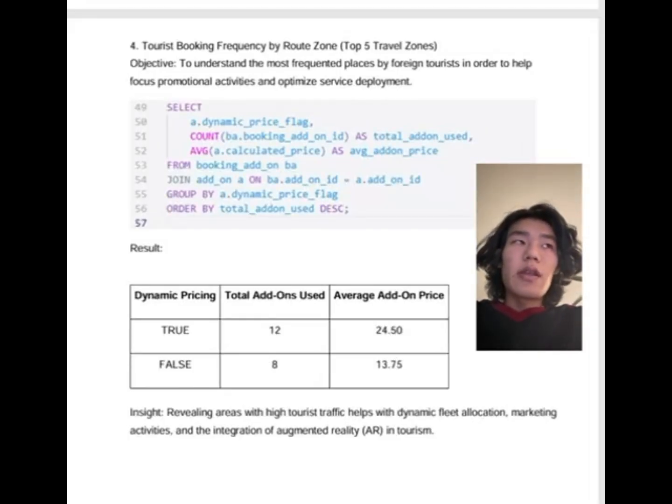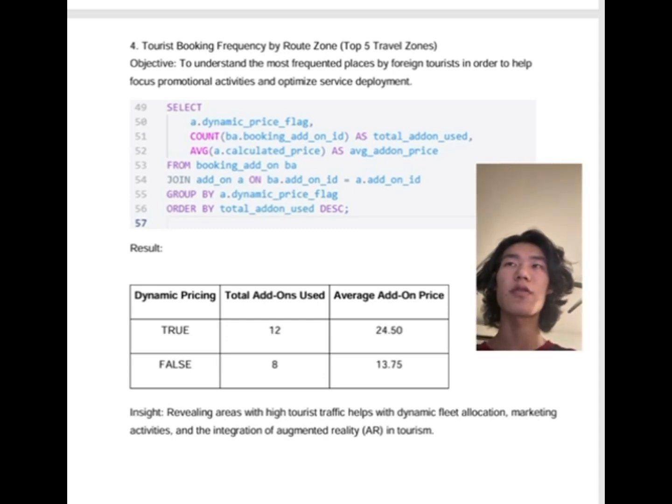Hello, my name is Shangtian Yi. Today, I will briefly introduce the analysis of booking frequency in the tourism route area, with a focus on understanding the travel areas of tourists through the usage of additional service. As shown in the figure, we used an SQL query statement to analyze the frequency and price of tourists' use of additional service under different pricing stages.